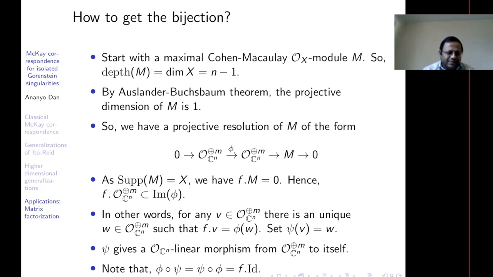Phi is a map between direct copies of O_C^n, an endomorphism of direct copies of O_C^n. So you can look at it as a matrix with entries in this polynomial ring. And the last line simply means that if you look at the matrix associated to phi and the matrix associated to psi, and take the product, you will get F times identity, which was the original definition of matrix factorization.